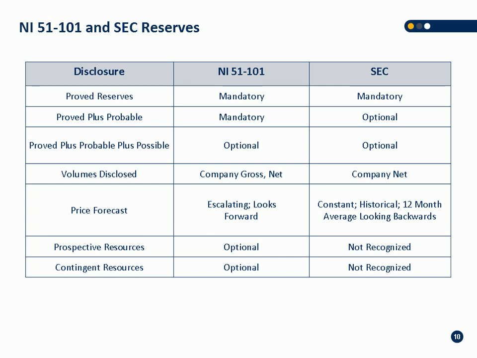Volumes disclosed in NI, you have company gross as well as net. In SEC, you only have company net volumes. Price forecast, escalated versus constant. Prospective and contingent can be disclosed under specific guidelines in Canada. In the US, you are strictly prohibited from disclosing resource volumes in any public documentation. You can't even press release contingent resource volumes in the US.